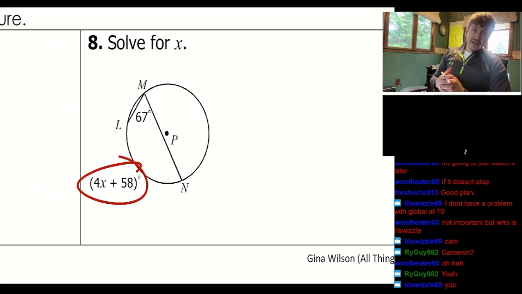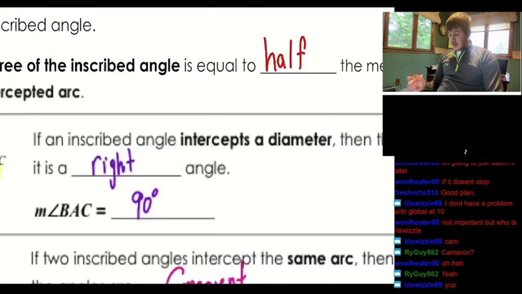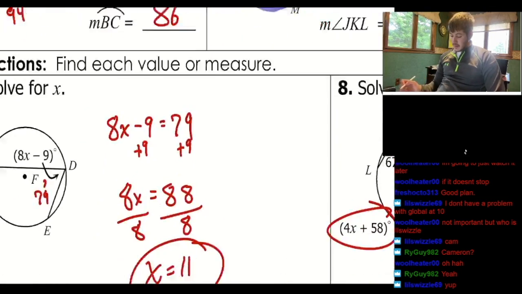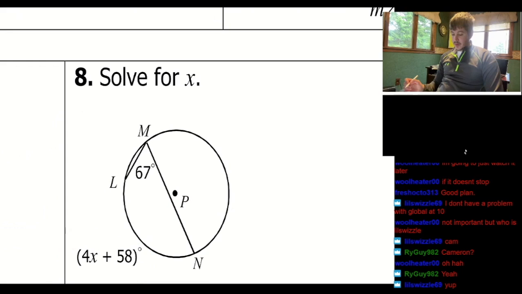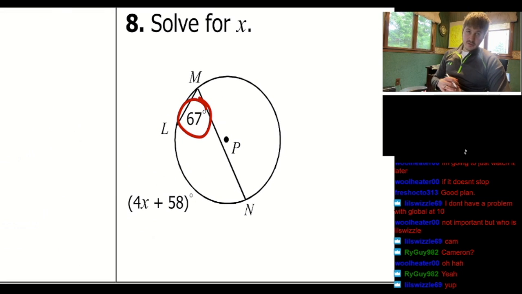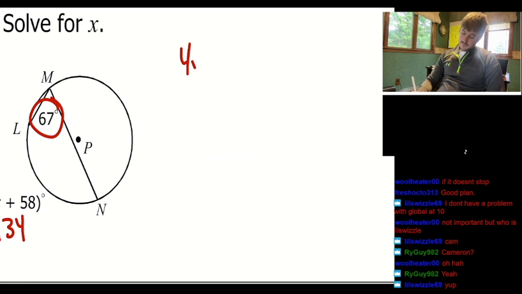That is completely acceptable. But I think doubling just the whole number is going to be far easier, because it's only one number. It's the only thing you need to double. You double 67, you get 134. So you can set 134 degrees equal to 4x plus 58.